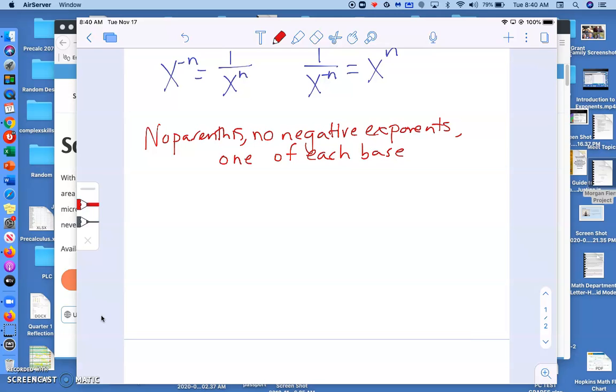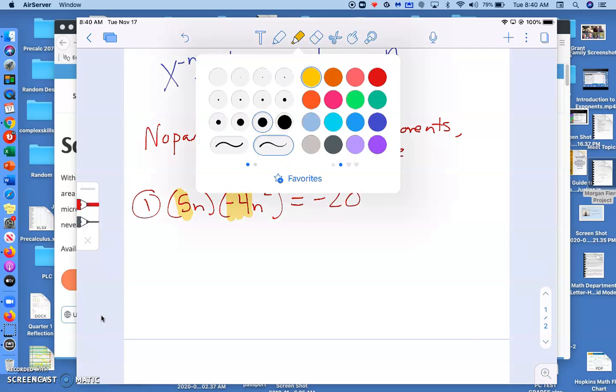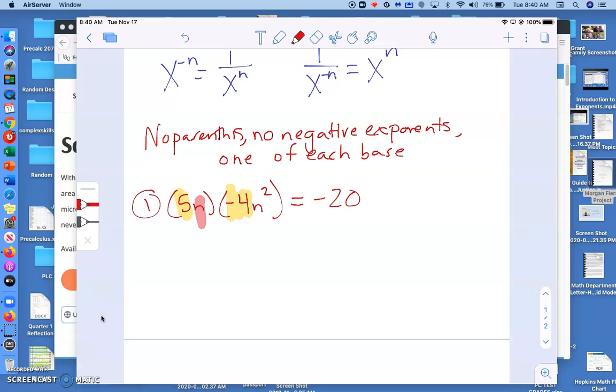So the first one that we're going to look at is, let's say we have 5n times negative 4n squared. We have a number base and a base of n. So let's take our numbers and multiply them together. So we have negative 20. And then if we take our n's, we have n and n squared. So we have n cubed.